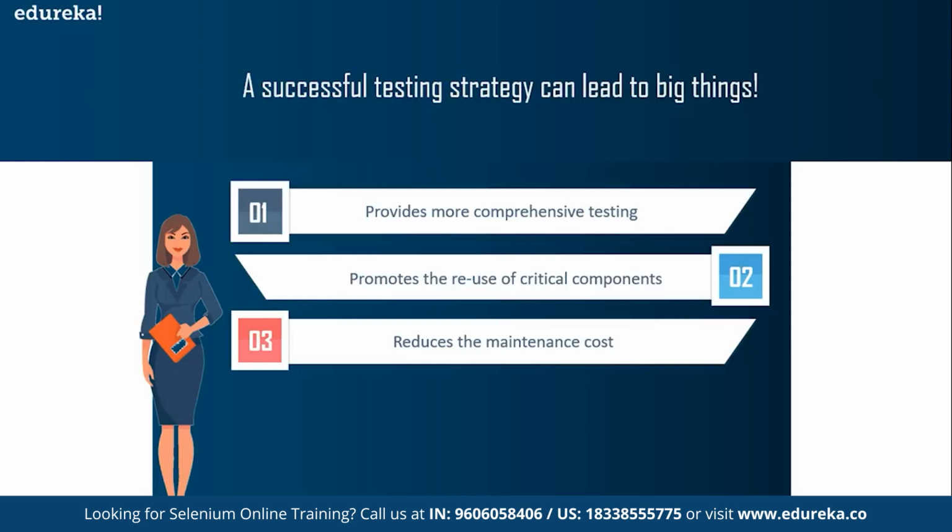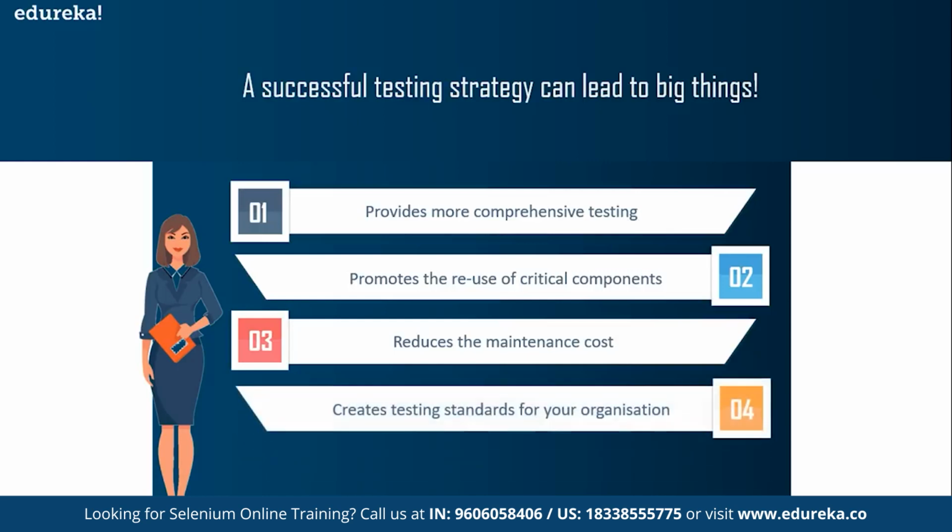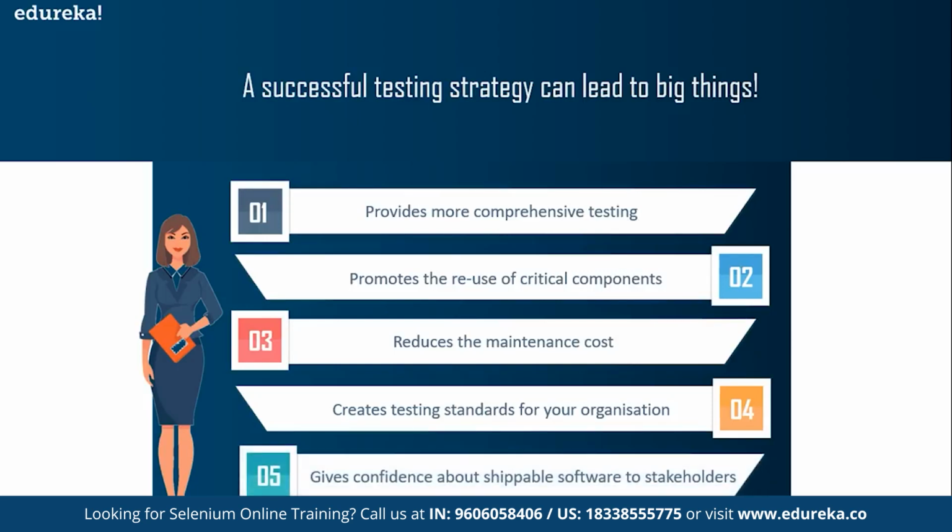It also creates the testing standard for your organization. Your strategy will become the standard that's used across your organization because it's complete and robust. And finally, if your strategy is based on a result-oriented approach, it will give quick confidence about your product to stakeholders as well. So guys, these are some key benefits of developing a test automation strategy.